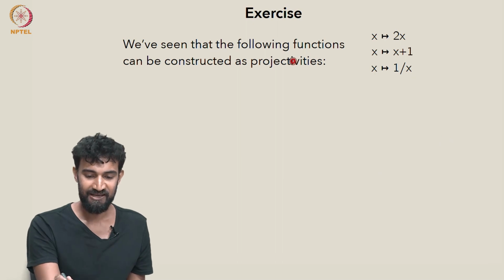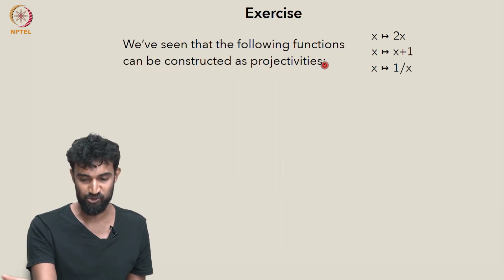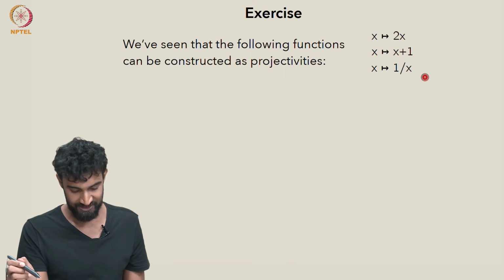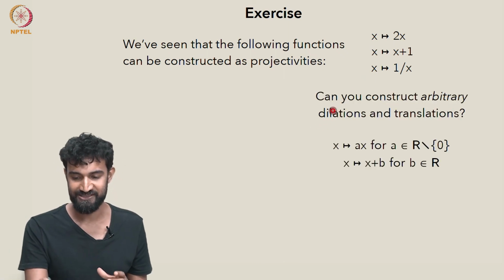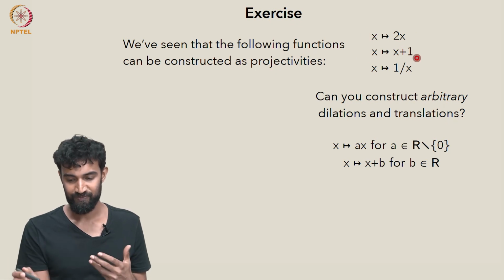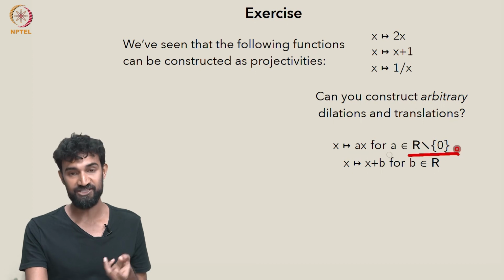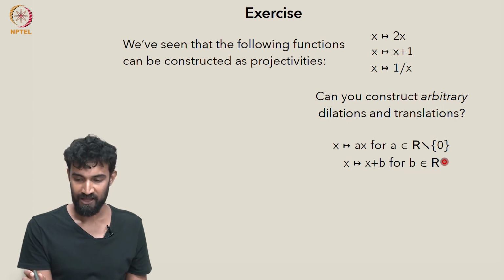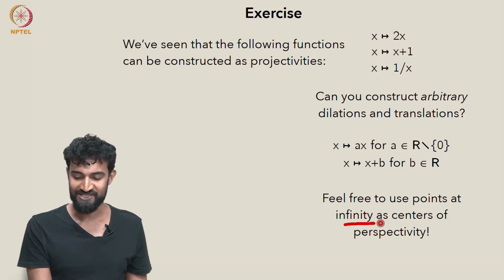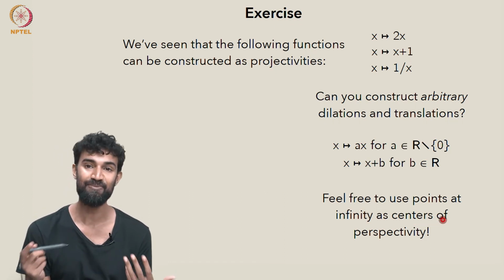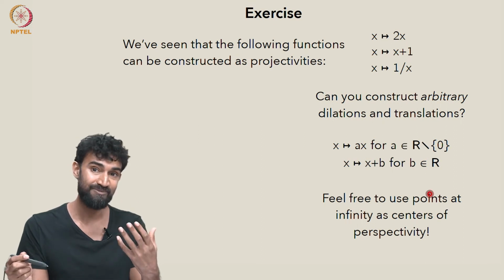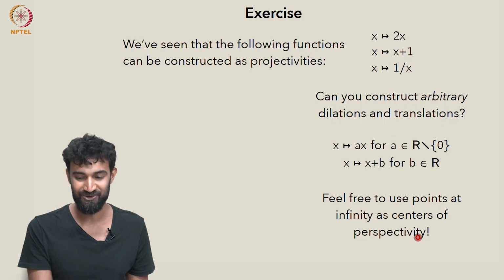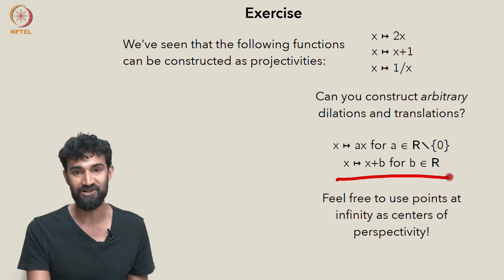So as an exercise, we've seen that the following functions can be constructed as projectivities. x goes to 2x, x goes to x plus 1, and x goes to 1 over x. Can you construct arbitrary dilations and translations, though? Like x goes to ax, where a is any non-zero real number. Or x goes to x plus b, where b is any real number. And feel free to use points at infinity as centers of perspectivity, because that'll make some of these constructions easier. They can be done without points at infinity, but feel free to use them to simplify your construction. So good luck with that. That's a useful exercise. And we'll use this result in our next video.